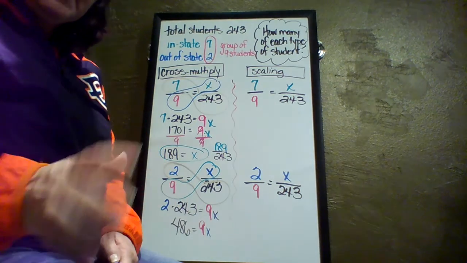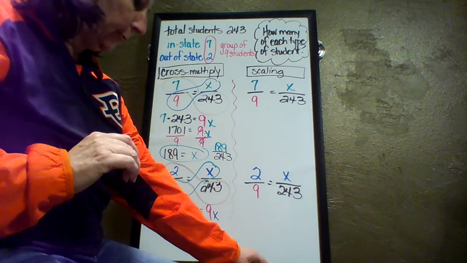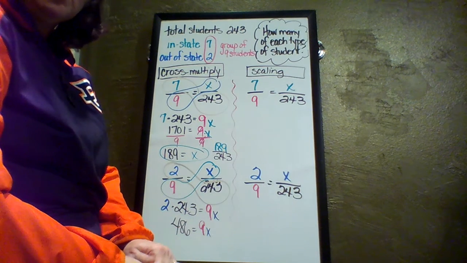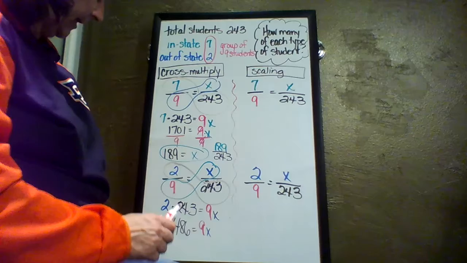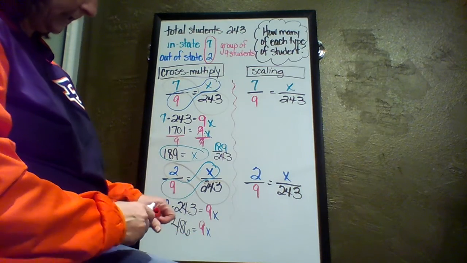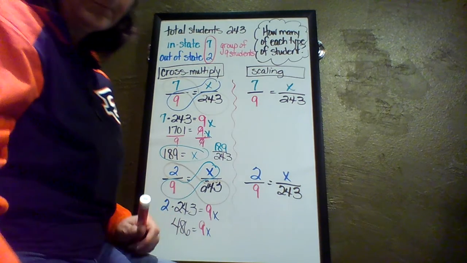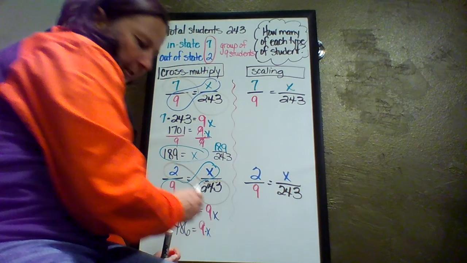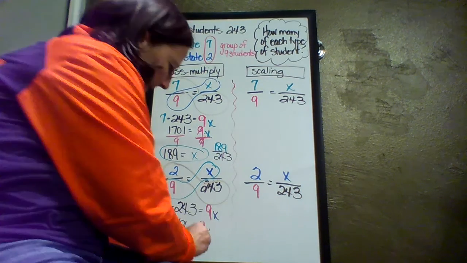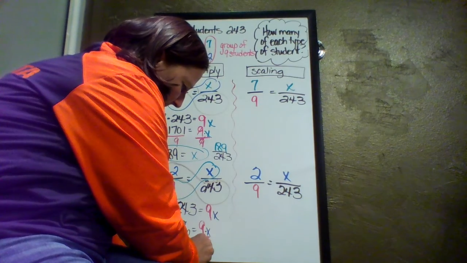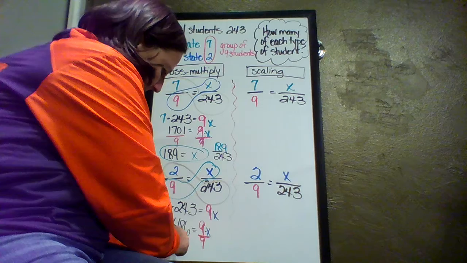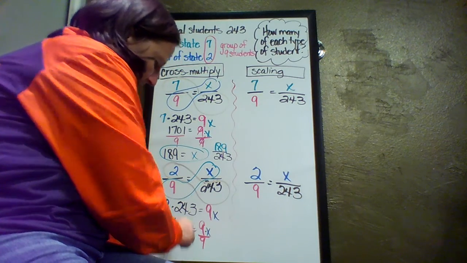I need to get x all by its little lonesome. So this pink number 9 is called a coefficient. So what I need to do is do the opposite. All right, so the opposite of multiplying by 9 is dividing by 9. And whatever I do to one side, it's like a teeter-totter. I need to divide the other side by 9.